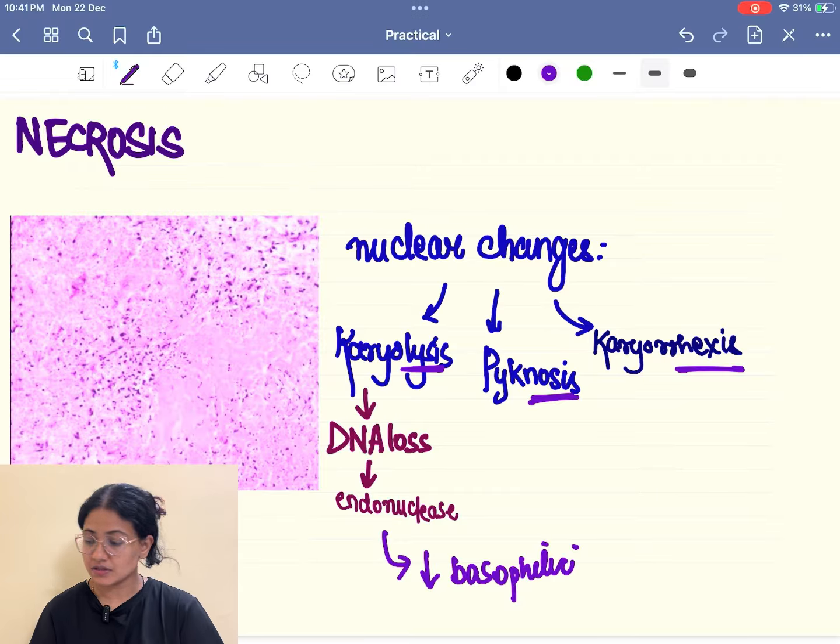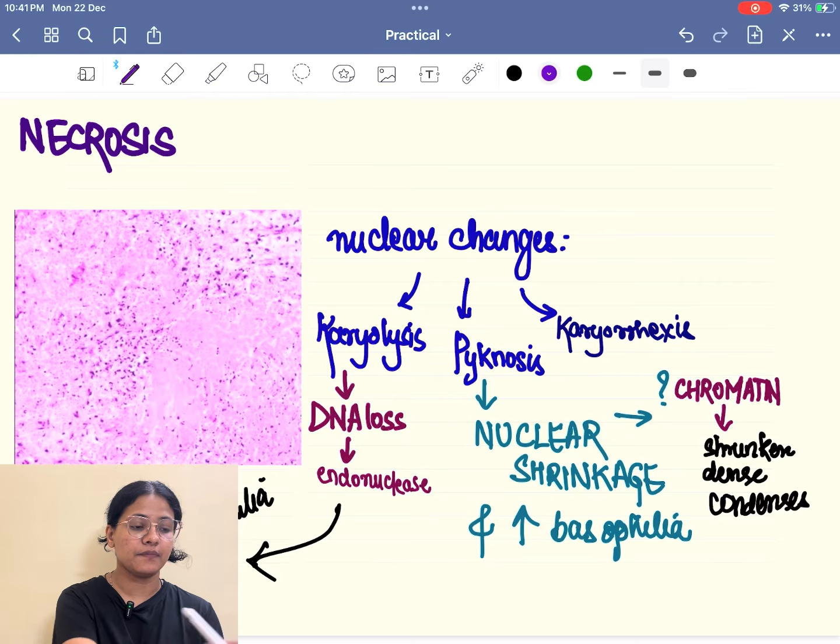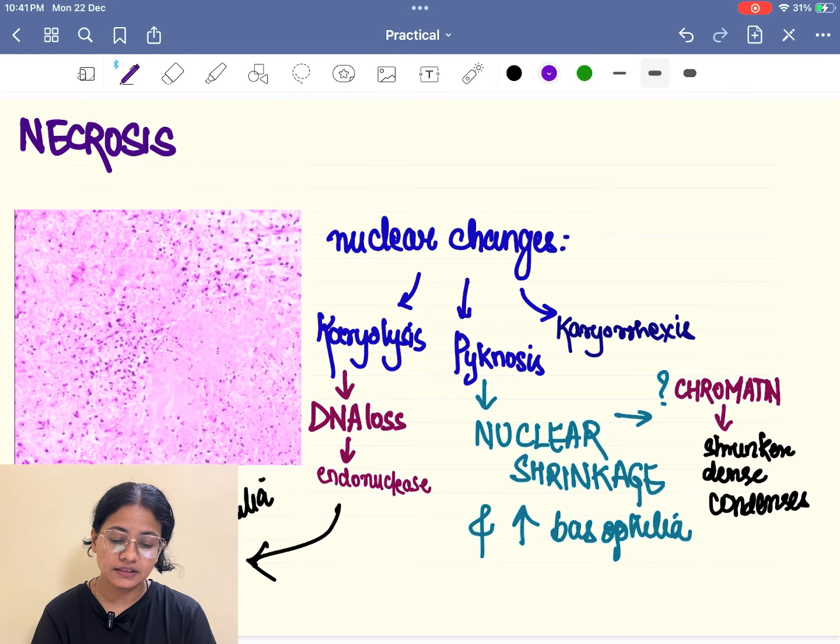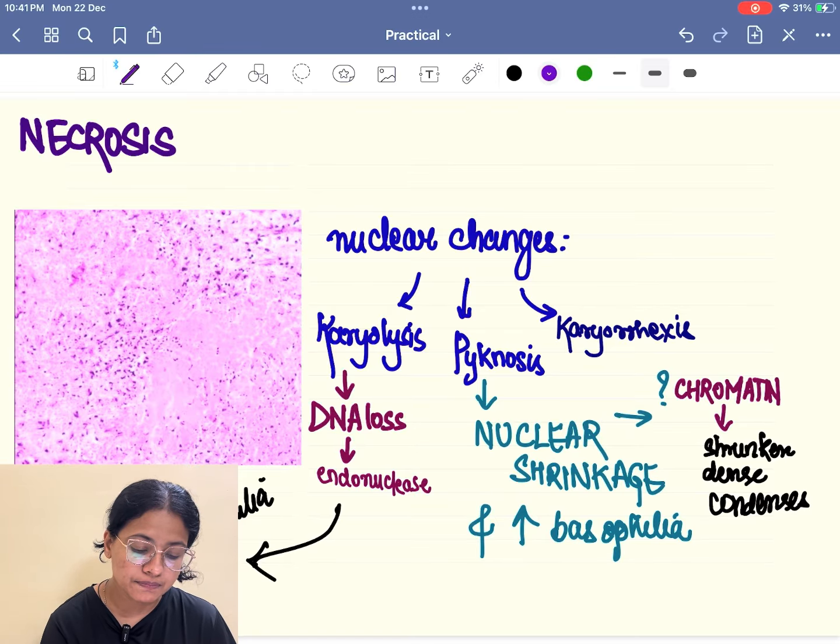There will be pycnosis. So what is pycnosis? It is shrinkage. Okay, it is nuclear shrinkage and decrease in basophilia. And what will happen to the chromatin? It will get shrunken, dense and it condenses. Okay, so in pycnosis it becomes smaller.